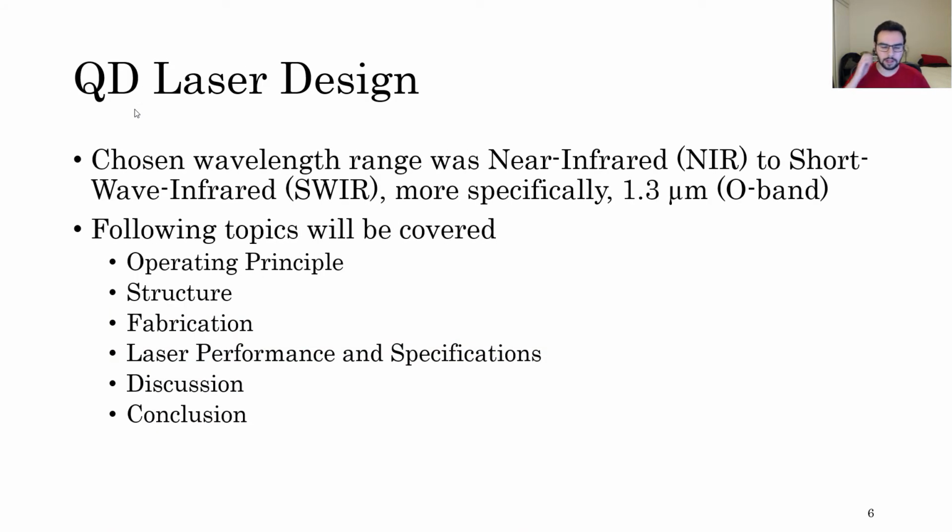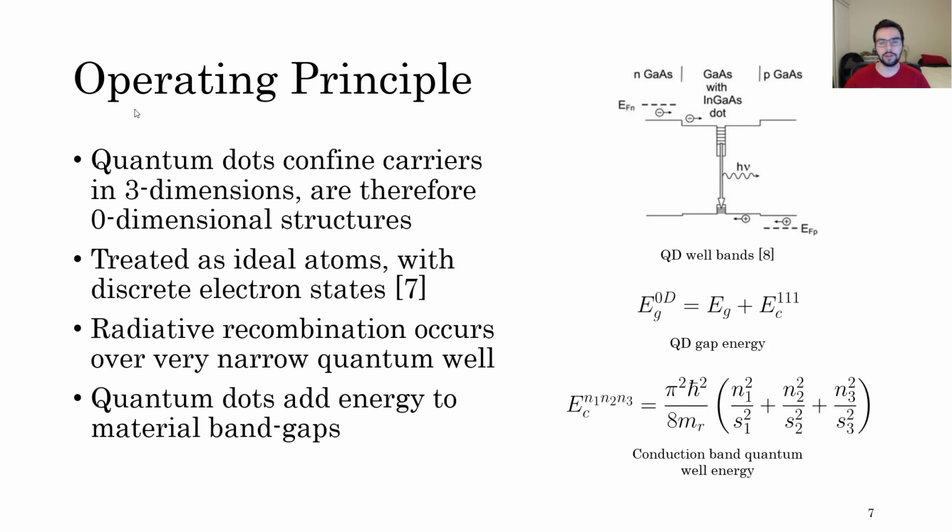Let's talk about the design now, for which I went for the 1.3 micron regime, and I'll be talking about a lot of different things along the way. First of all, operating principle. How do quantum dots function? Quantum dots confine carriers in 3 dimensions, and therefore they're considered to be zero-dimensional structures. They're usually treated as ideal atoms because of their discrete electron states, shown in the picture on the top right. And the radiative recombination happens in this very narrow quantum well because the quantum dots are so small.